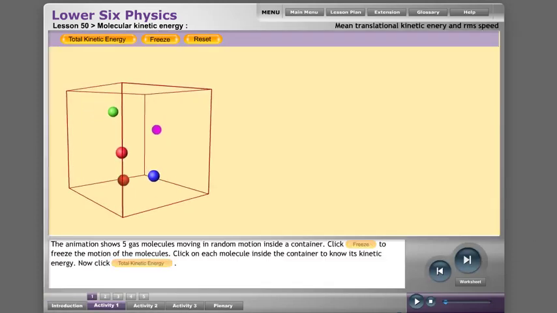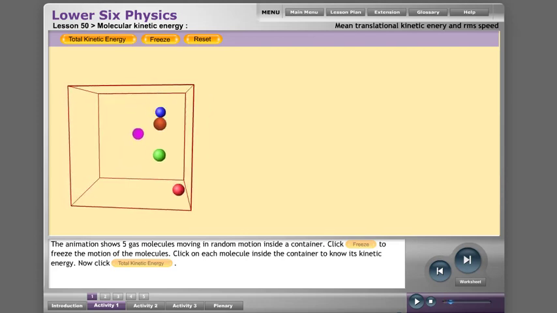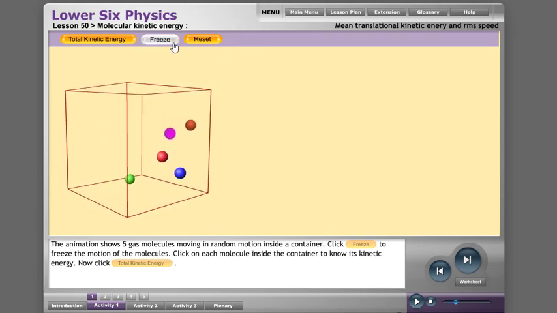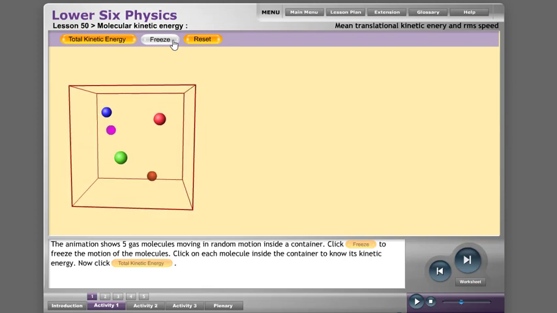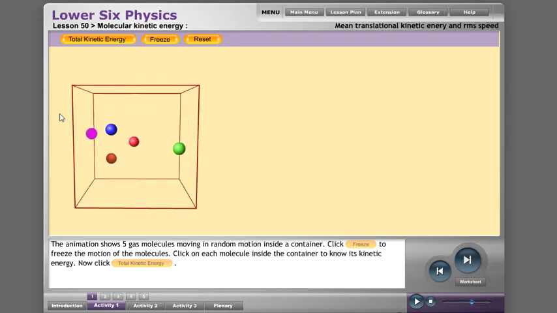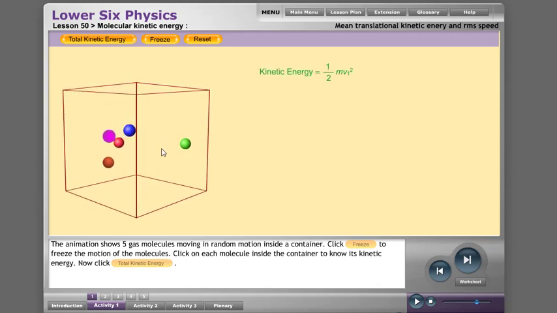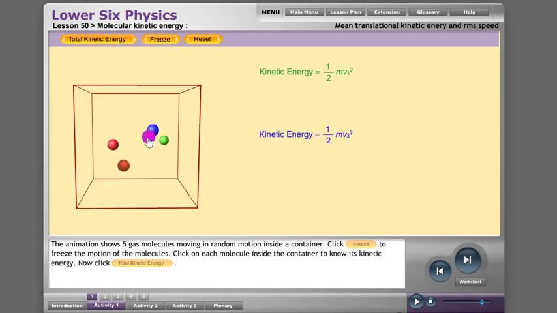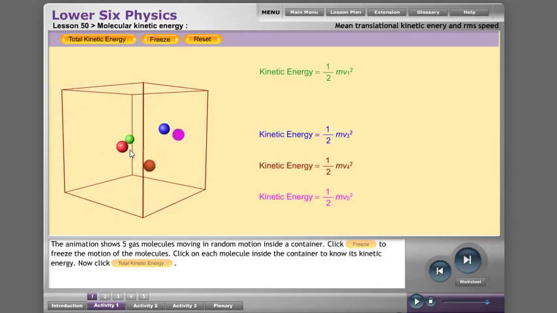The animation shows 5 gas molecules moving in random motion inside a container. Click Freeze to freeze the motion of the molecules. Click on each molecule inside the container to know its kinetic energy. Now, click Total Kinetic Energy.